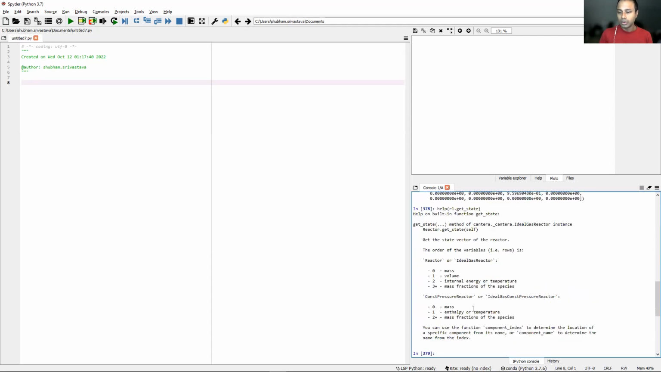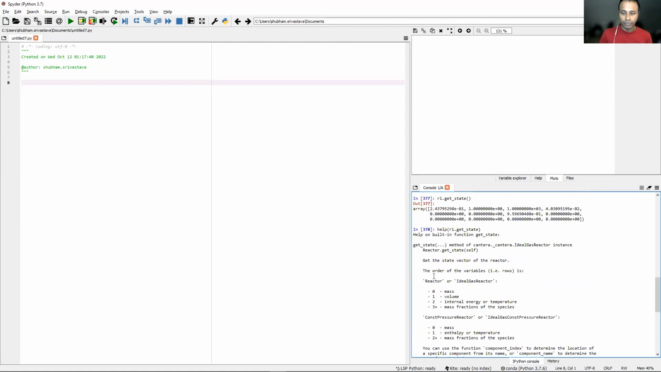Okay, so this shows you here, if we have an ideal gas reactor, then the first, or rather the 0th element of the output array will be the mass, which will be this number here. Then the second one, or the first index, would be volume. Then it will be temperature, which is 1000, what we specified. And then it will be the mass fraction of the species. So these are all the 9 species that we have.